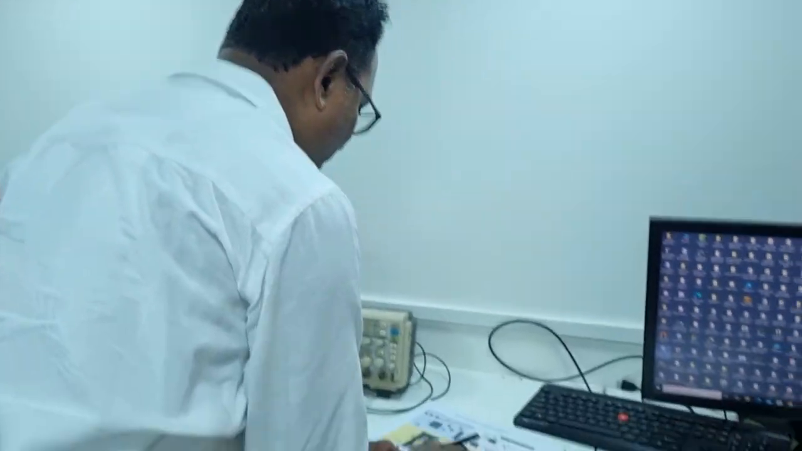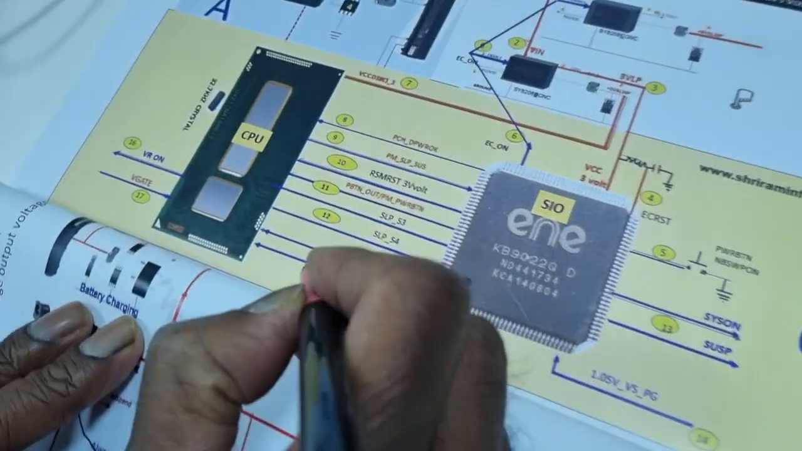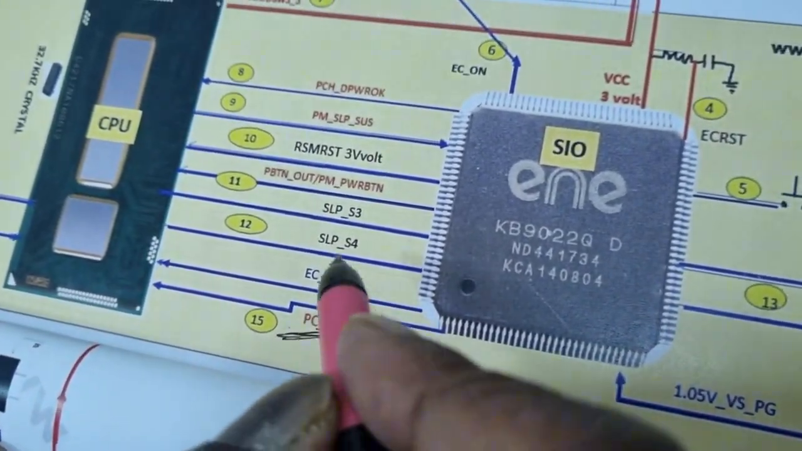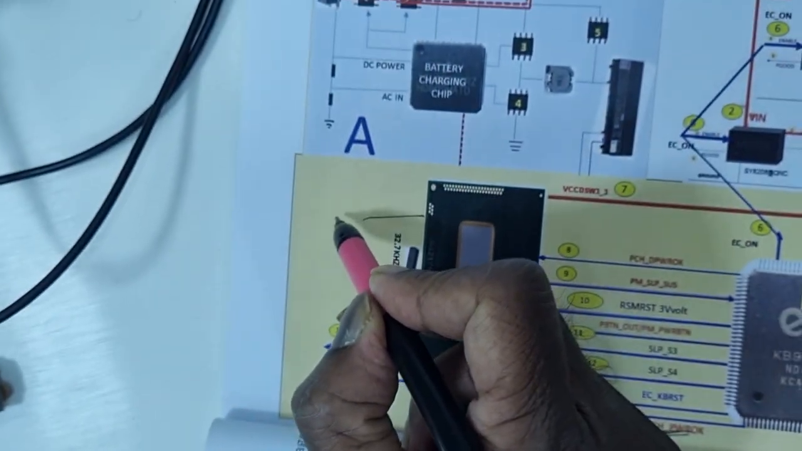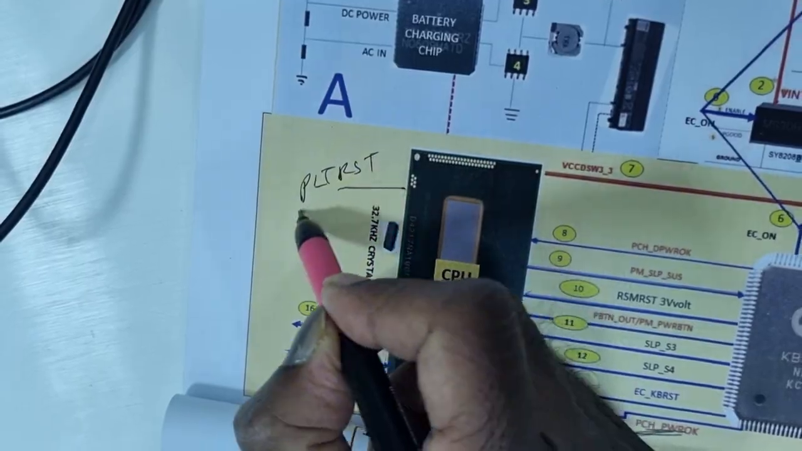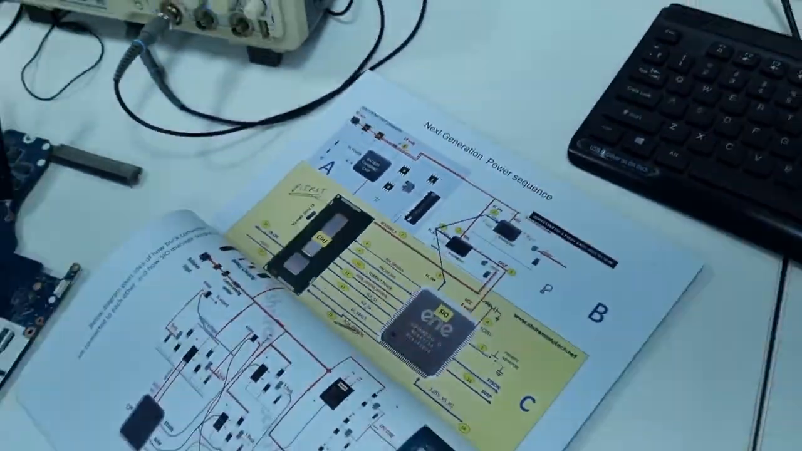Now the next important signal is called PLT reset, platform reset. This platform reset signal is generated by the CPU. After the system power OK signal, the CPU will generate a signal named PLT RST, platform reset. This PLT reset signal we can check anywhere, because this signal goes to so many chips, like the audio, the network, the Wi-Fi card, and the SIO. So you can check anywhere, but now we are going to check on the SIO.